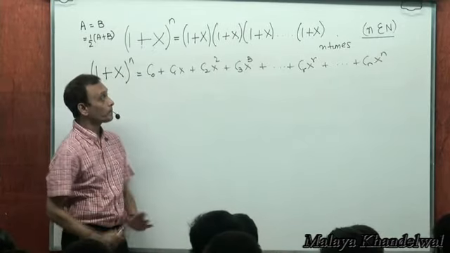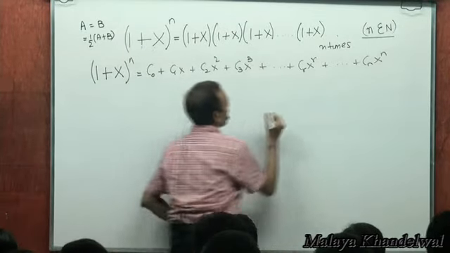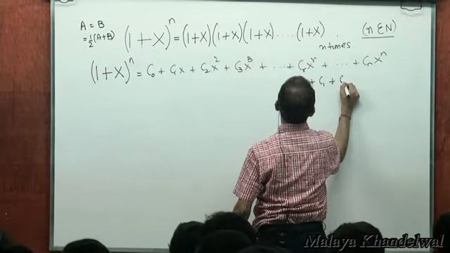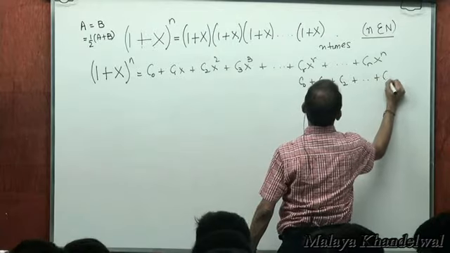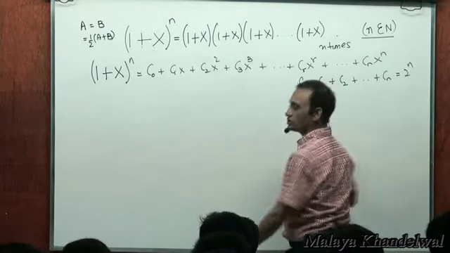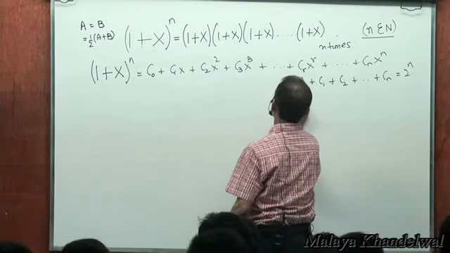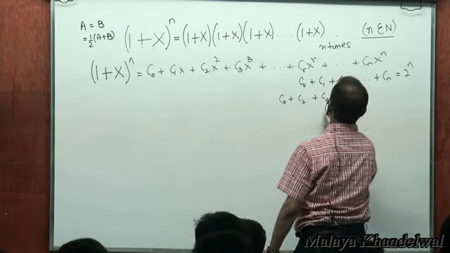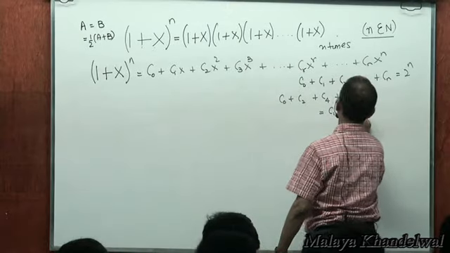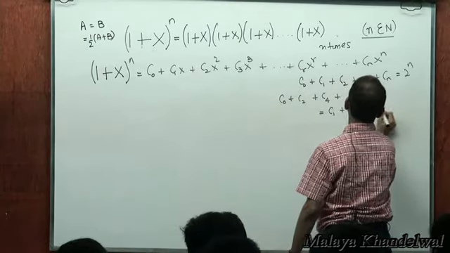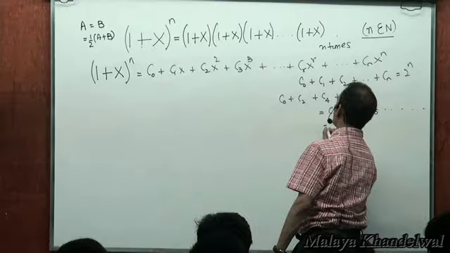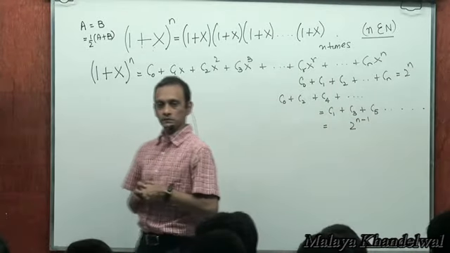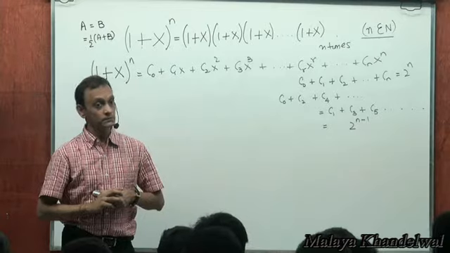So one of the properties that we obtained was C0 plus C1 plus C2 plus Cn is 2 to the power n. Also C0 plus C2 plus C4 will be equal to C1 plus C3 plus C5. Each will be equal to 2 to the power n minus 1.